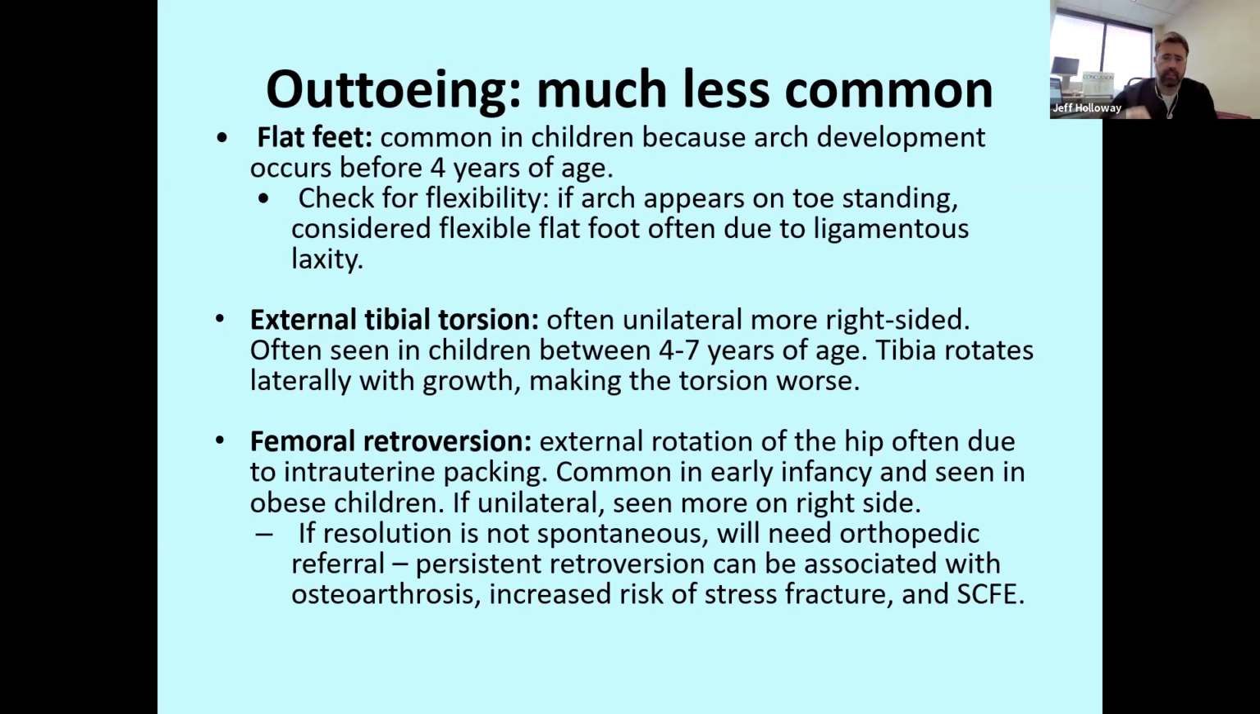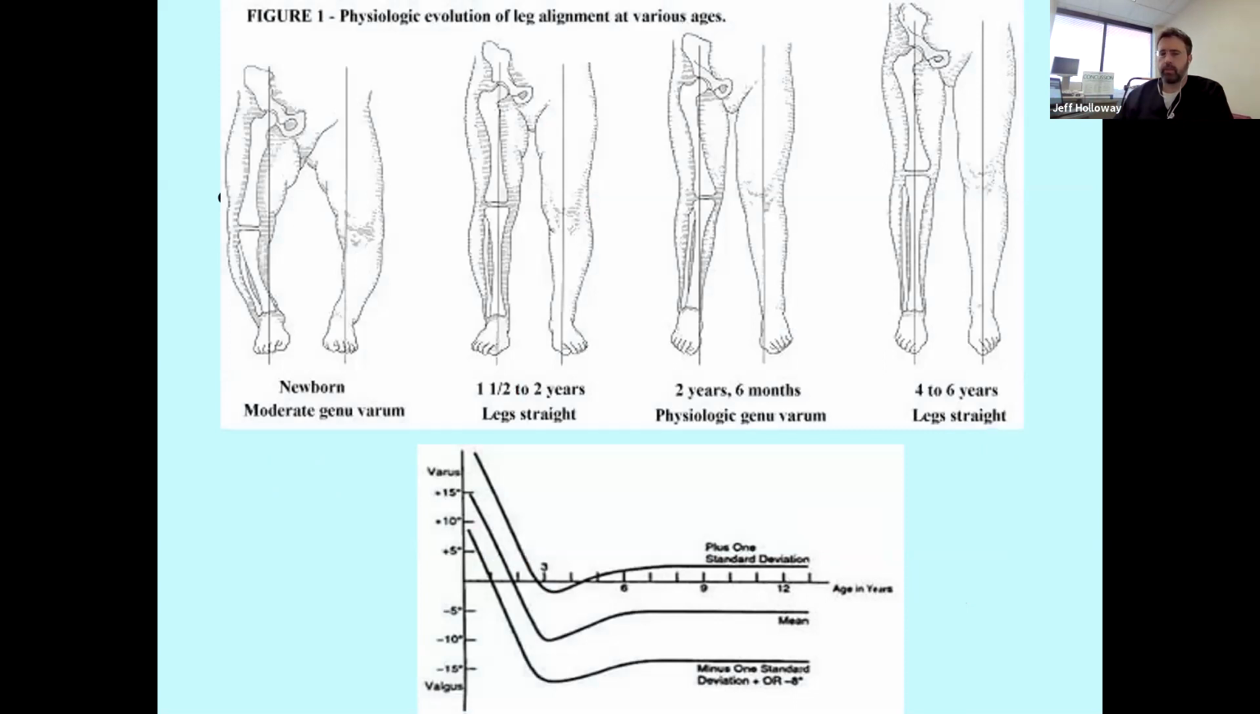And then that's where we start getting into femoral retroversion being uncommon. So then you start working that one up: osteoarthrosis, stress fractures, SCFE, or things where, since they're rotated so far at their hips, those are things I need to worry about. This is the progression that you'll see.